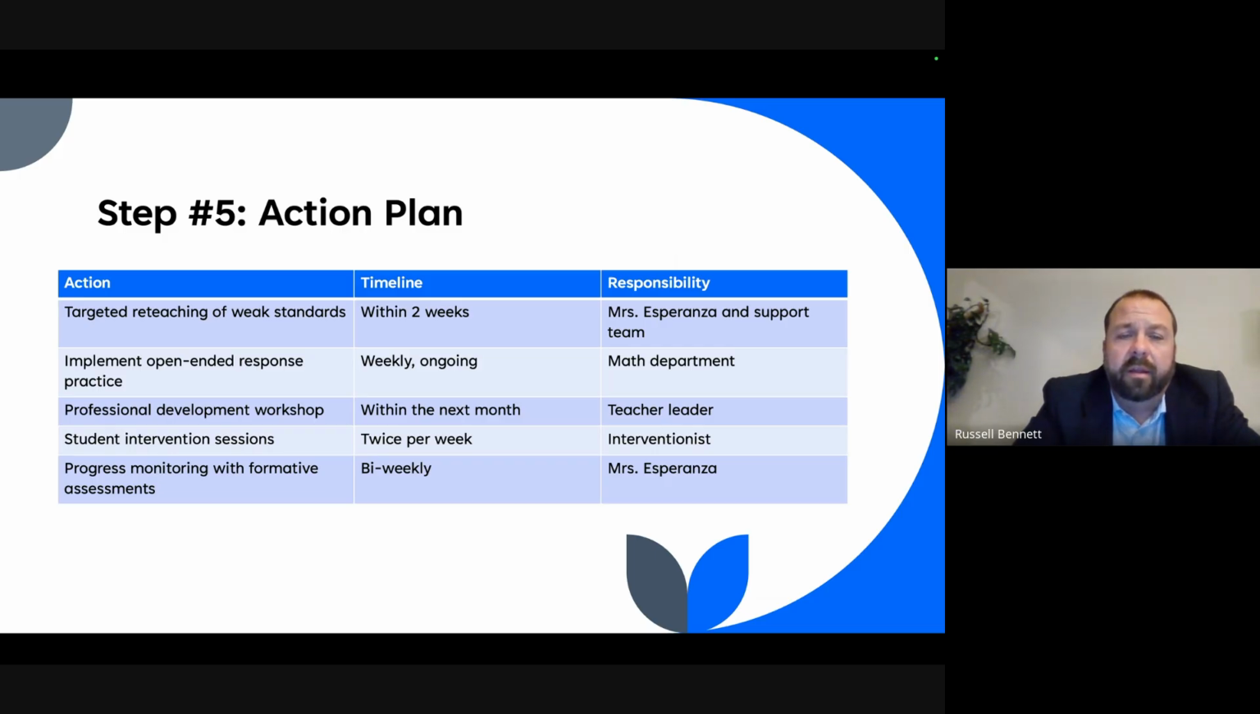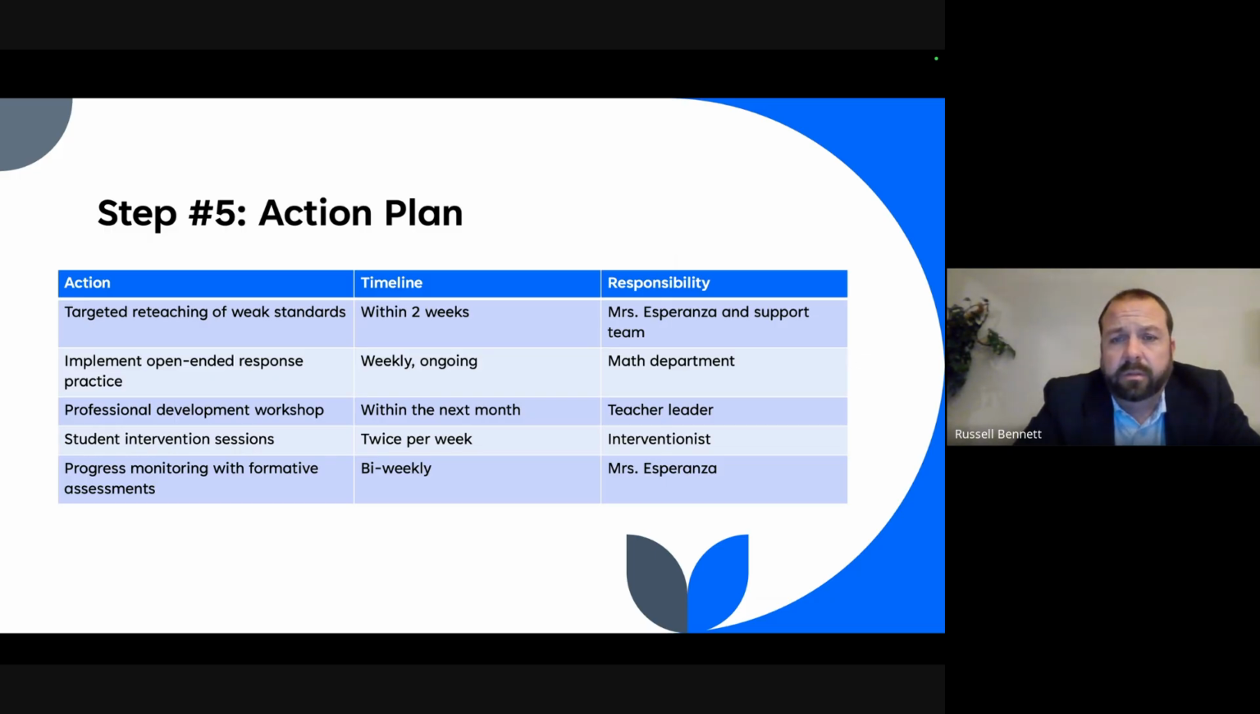And then looking at interventions twice per week, pulling students out, trying to chunk and give them bits and pieces to help them be more successful. You can use that with a support teacher or interventionist, or another type of teacher within the building that's not an everyday classroom teacher.